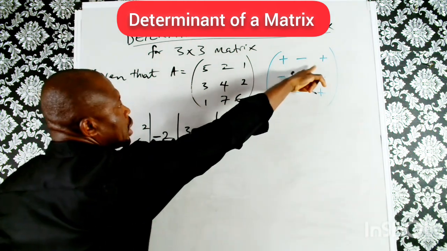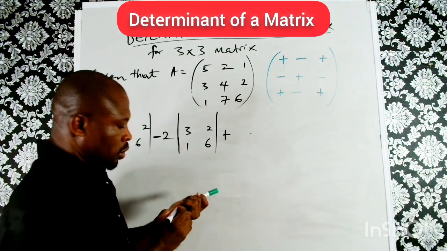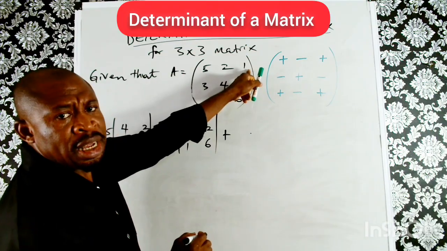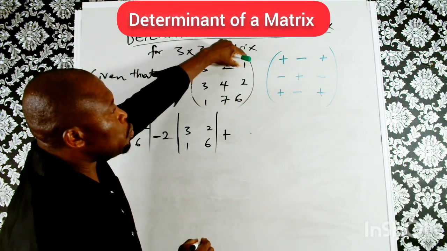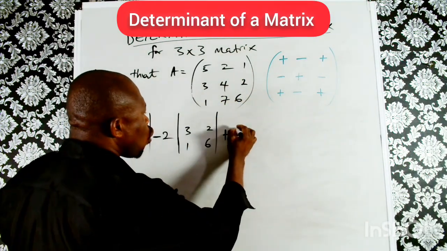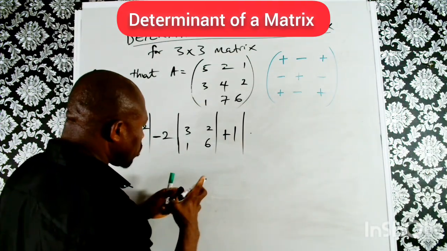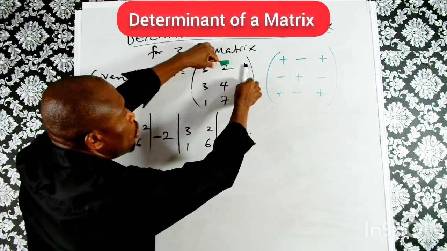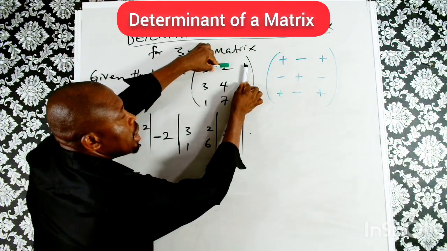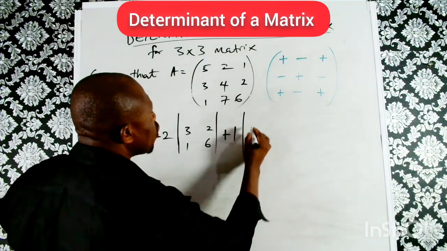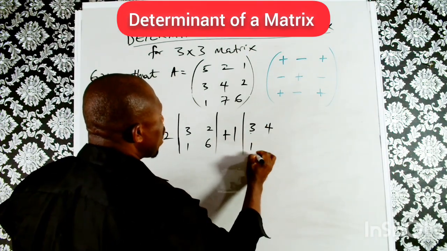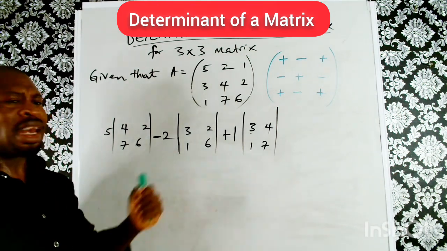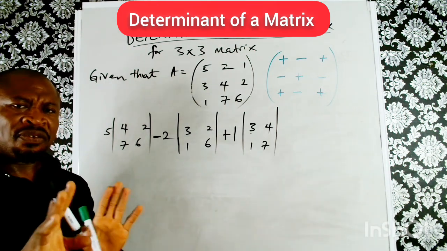Now, the next one is plus. Remember, we're done with the previous columns. We're now in this column. Pick the first number, 1, into, just like we said, block here, block here. Whatever is remaining, write them out, which will give us 3, 4, 1, 7. You close it. After distributing it like this, it makes the work very easy.